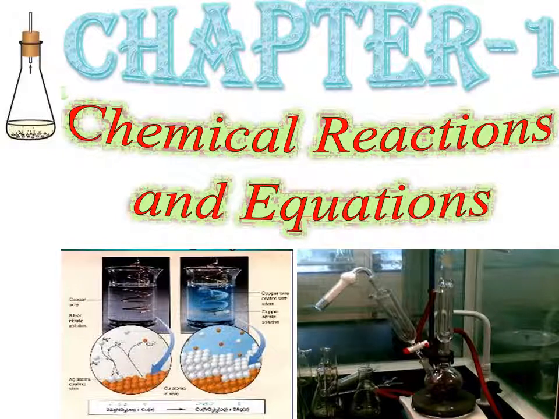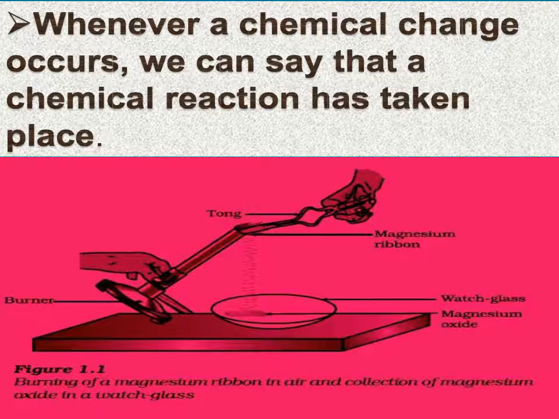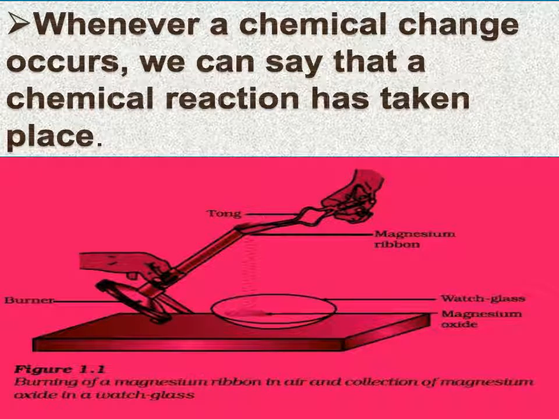With chapter 1, let us explain the terms chemical reactions and chemical equations. Starting with reactions: whenever a chemical change occurs, we can say that a chemical reaction has taken place. We have already learned about chemical change and physical change. So for a chemical change, you can say this is a chemical reaction. And one example is here.